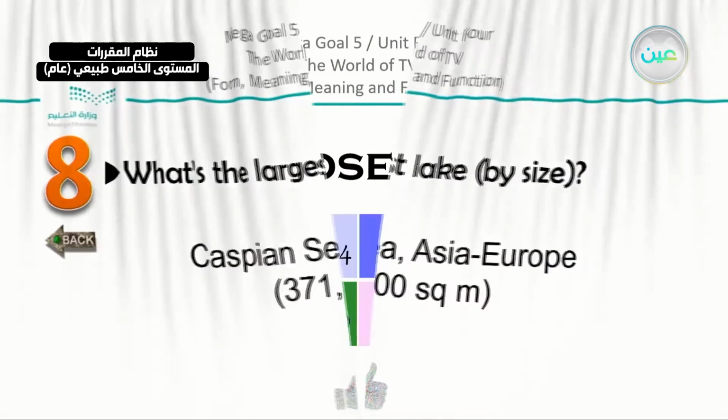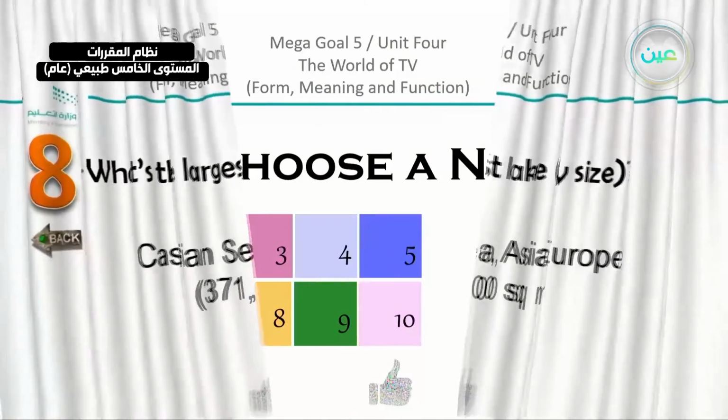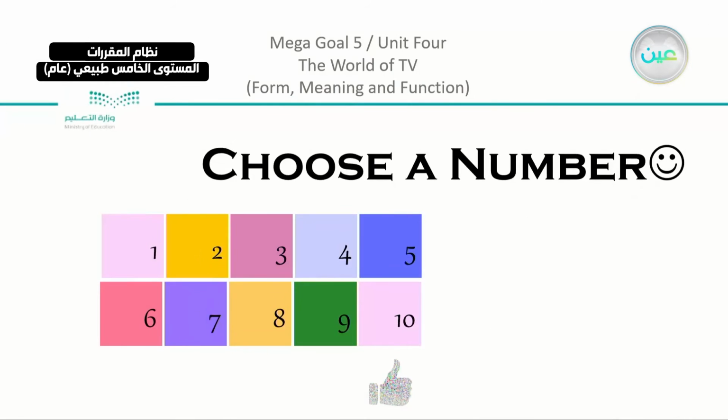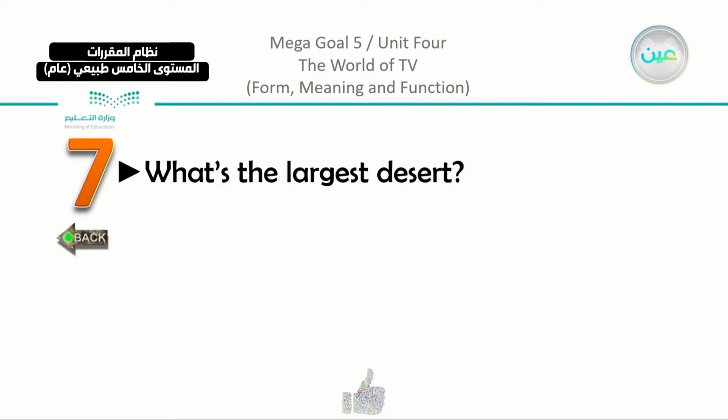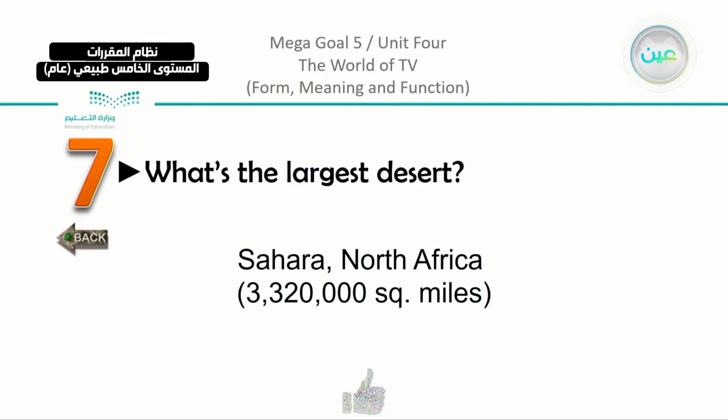Let's just go back and take another question. Let's say, for example, number 7. Why not? Number 7, yes. What's the largest desert? And as a general information, we have here Sahara in North Africa. This is the largest desert. So these are just examples. You can go back to the book. You can see the questions and just focus on how the question is formed using the comparative form. Yes, moving on.